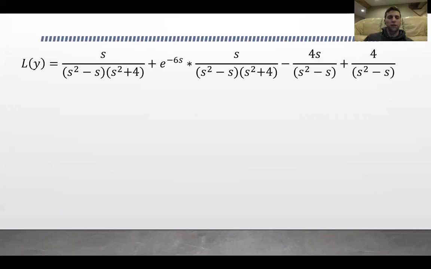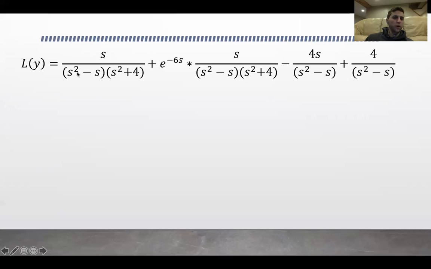And then, so that looks like this, where we have s over s squared minus s times s squared plus 4 plus e to the negative 6s times the exact same thing as what was over here. These two are exactly the same. And then minus, sorry, we'll try and move that out of the way. Minus 4s over s squared minus s, and then plus 4 over s squared minus s. So that's what we have at this point. And then there's going to need to be a little bit of partial fraction decomposition done here.